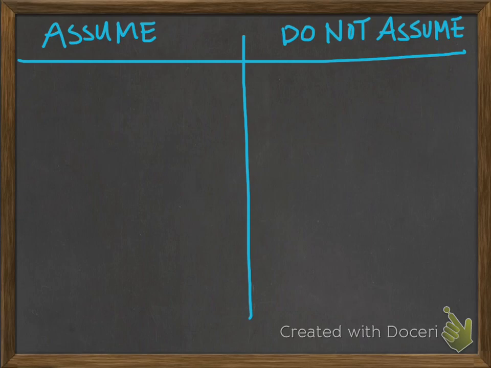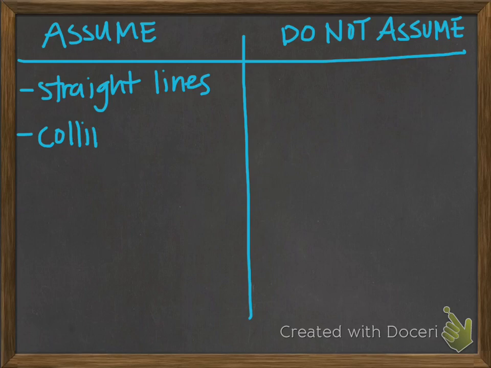Okay, so let's talk about what's safe to assume. We can assume that we have straight lines and angles. So if you see a line that is straight, you can say it's a straight angle, it equals 180 degrees. We can also assume collinearity of points. So if we see a line and there are points on the line, we can say that they are collinear. We can make that assumption.